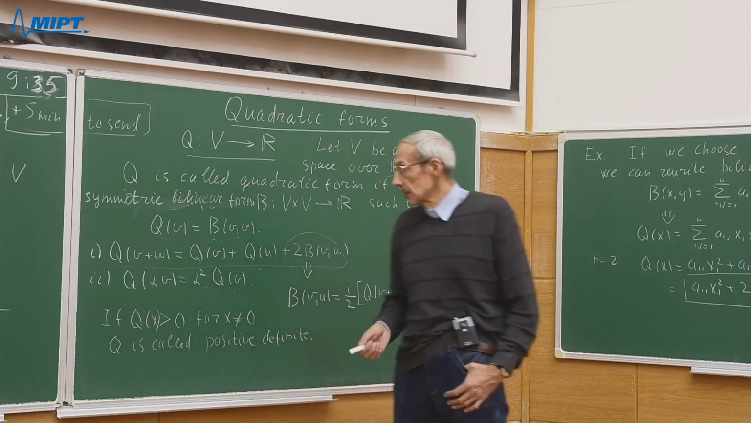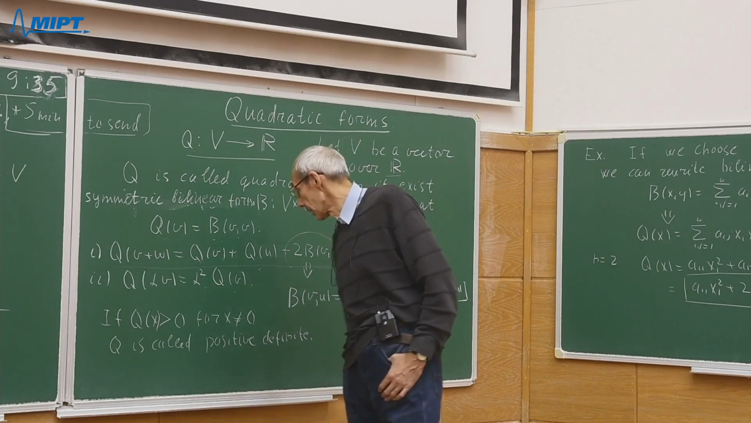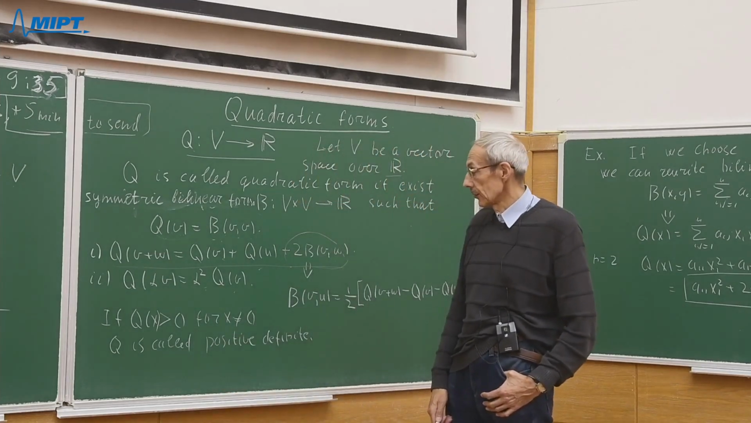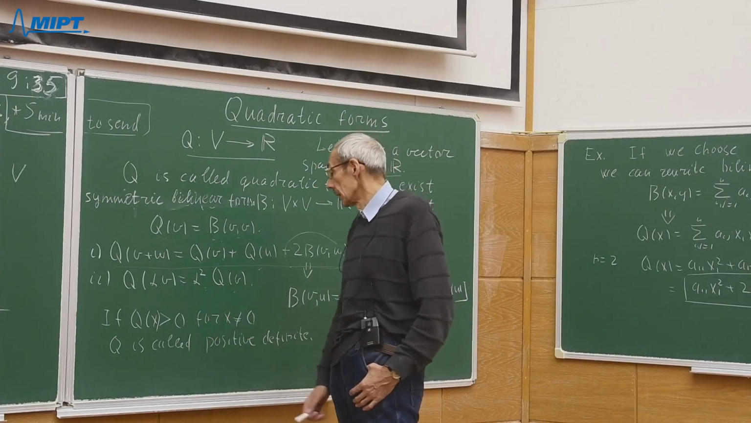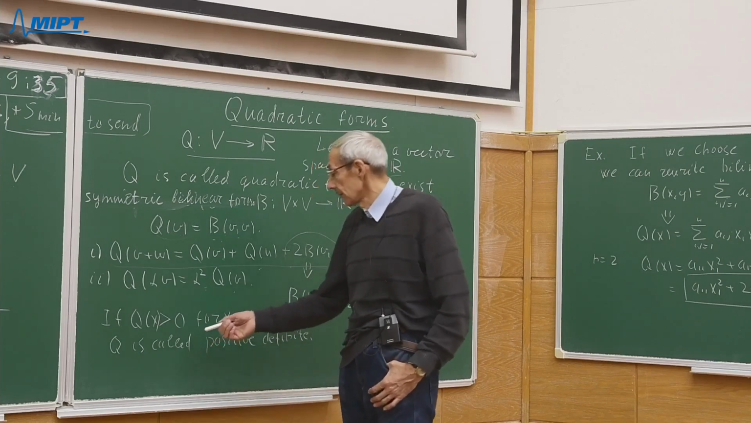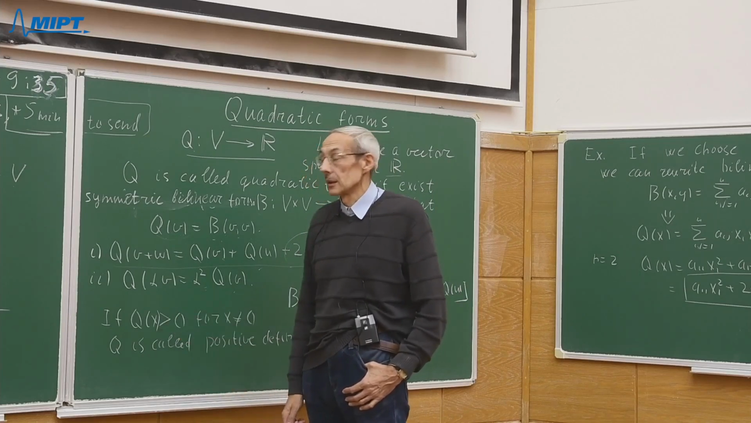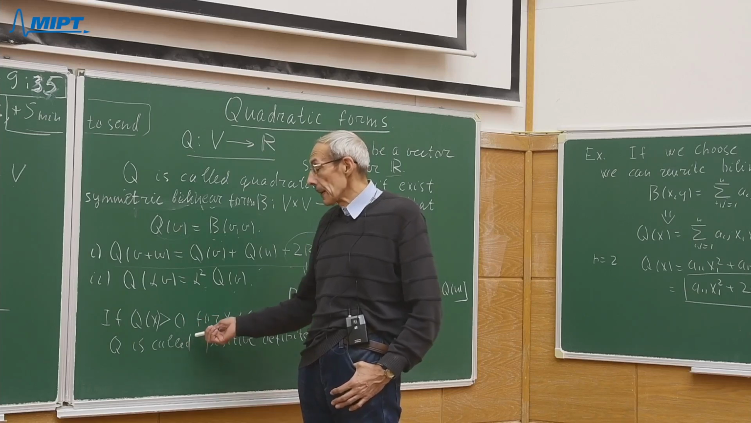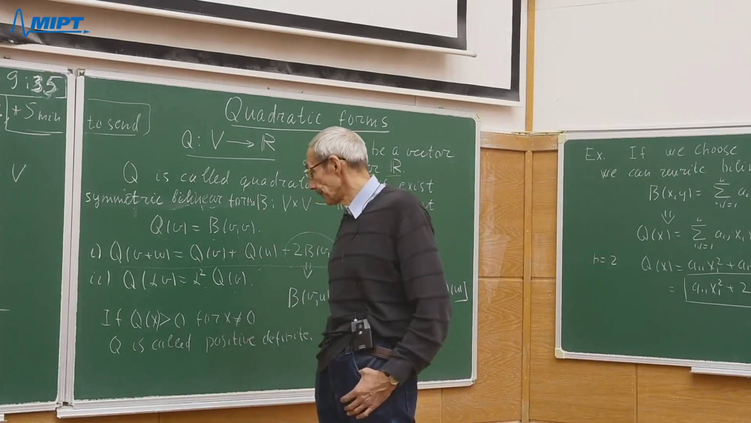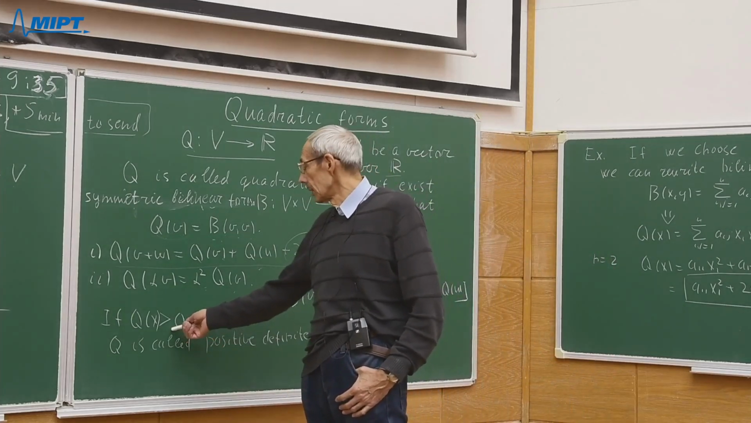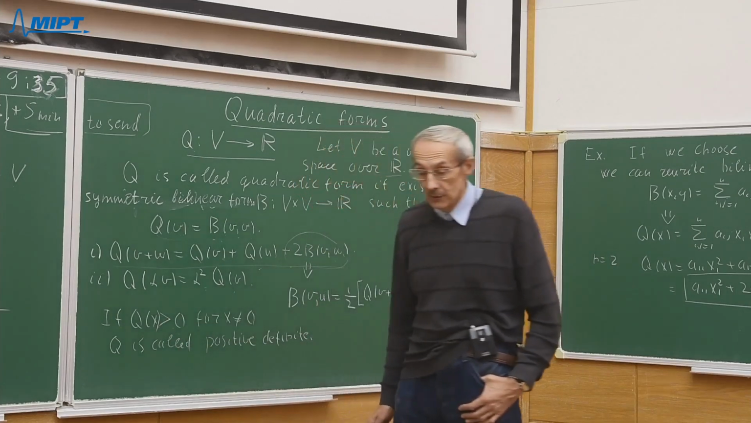As in the case of the bilinear form, we can introduce the notion of a positive definite quadratic form. A quadratic form is called positive definite if its value on any non-zero vector x is greater than zero. In other words, the quadratic form is positive definite if and only if the initial bilinear form which defines this quadratic form is positive definite.